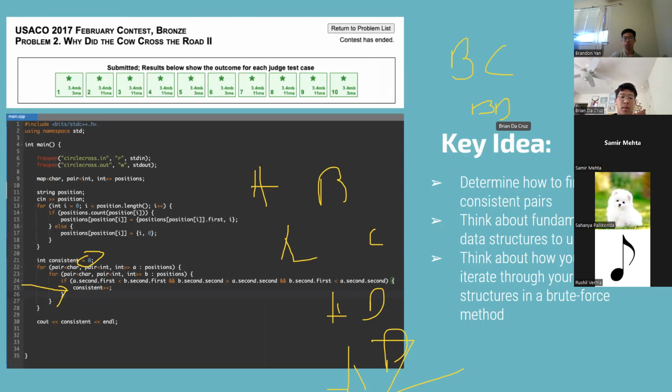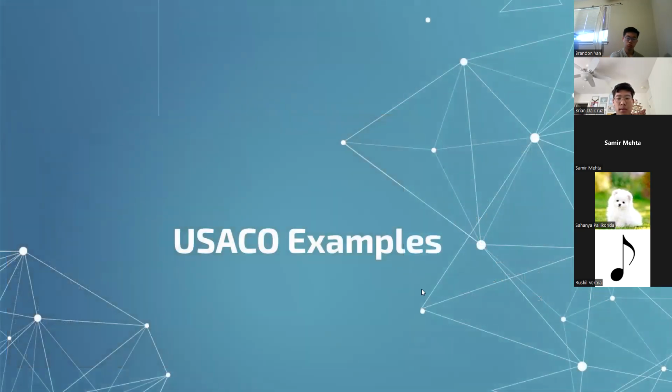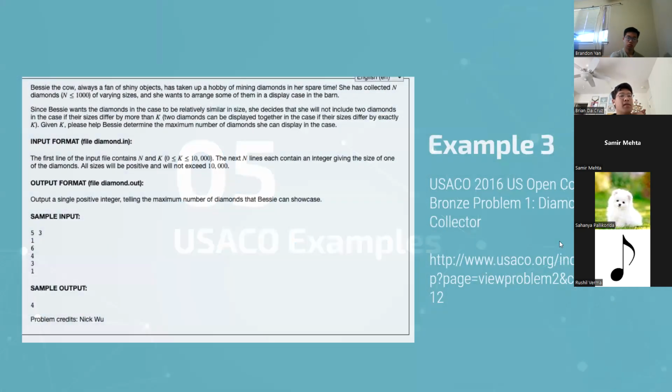So that's why I'm using a double for loop here, a nested for loop. I'm going to loop through the positions. And I'm going to use this if statement to check if the pair is consistent. So do the x coordinates, the start times, match up, and the y, the end times, match up? And if they do, then we bump up our answer and print it out at the end. So that's a quick review of how to use brute force in this problem. Here's a USACO example that Brandon will go over for our topic today.